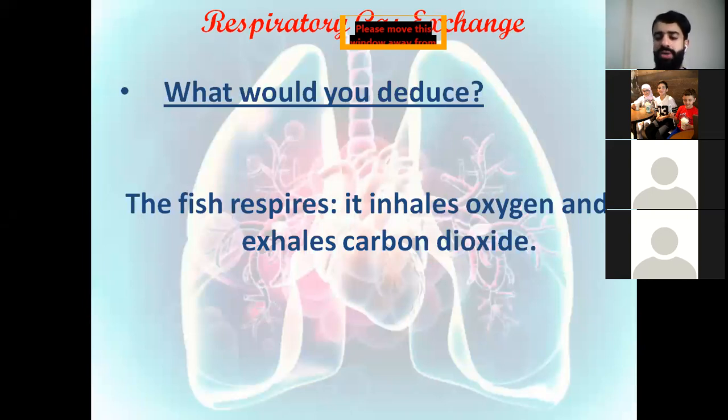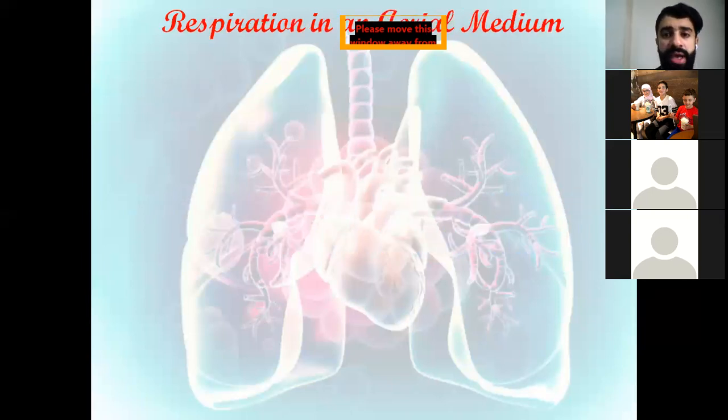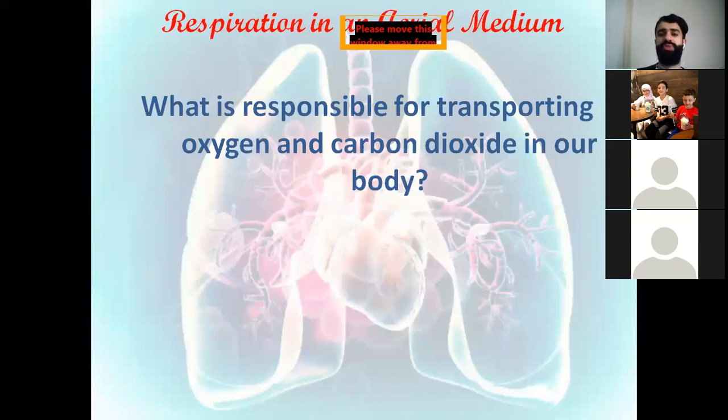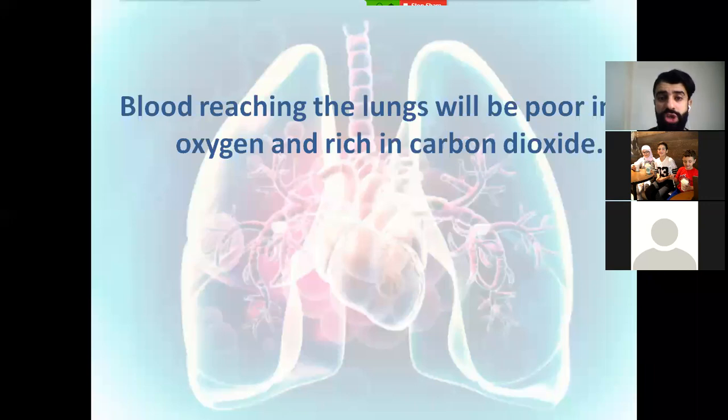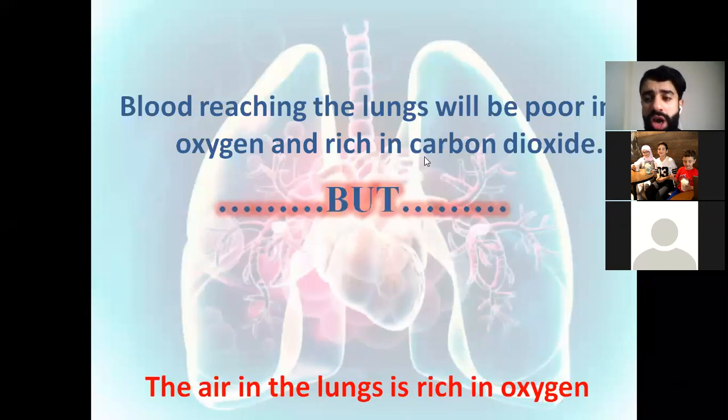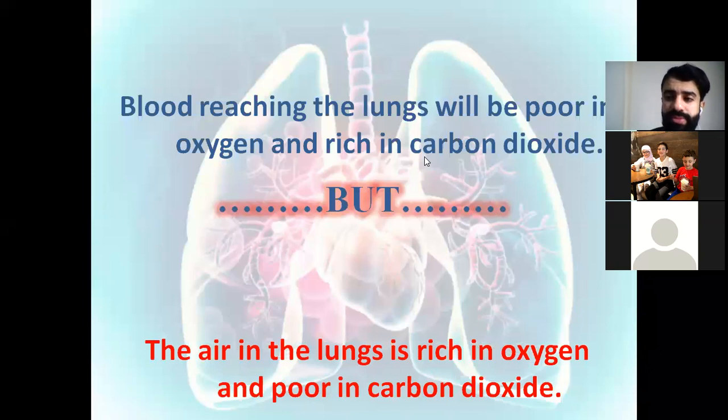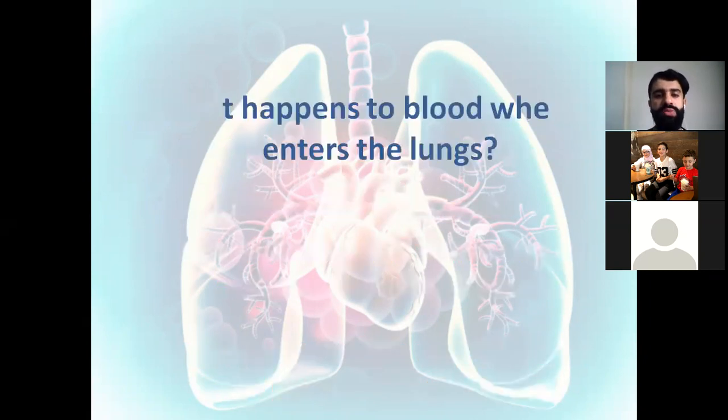or releases carbon dioxide. Respiration: what is responsible for the transportation of oxygen and carbon dioxide in our body? It's the blood. That's why we have blood vessels. So here, blood reaching the lungs will be poor in oxygen and rich in carbon dioxide. But wait a minute, the air inside the lungs is rich in oxygen and poor in carbon dioxide. Okay, so let's move on.